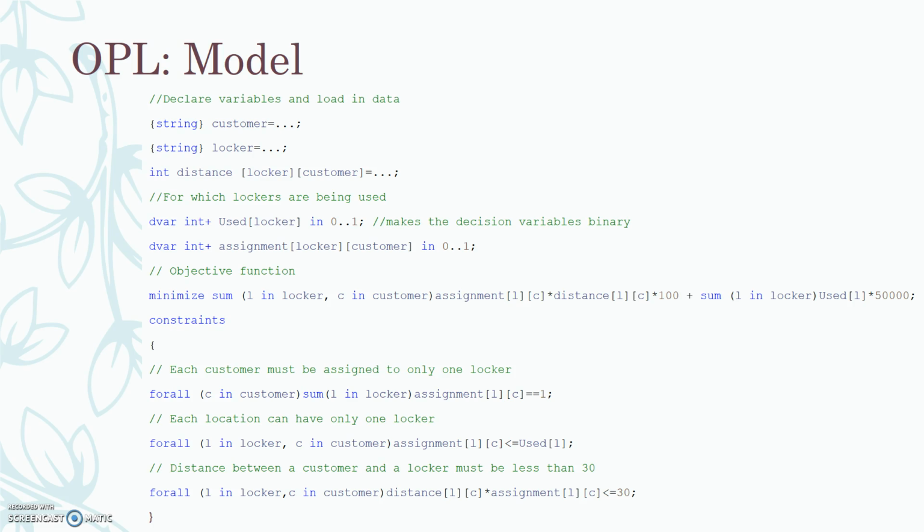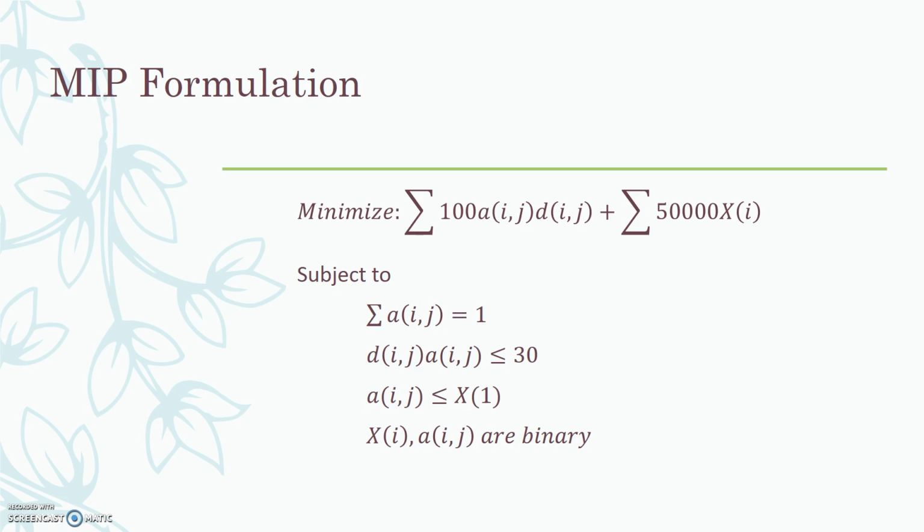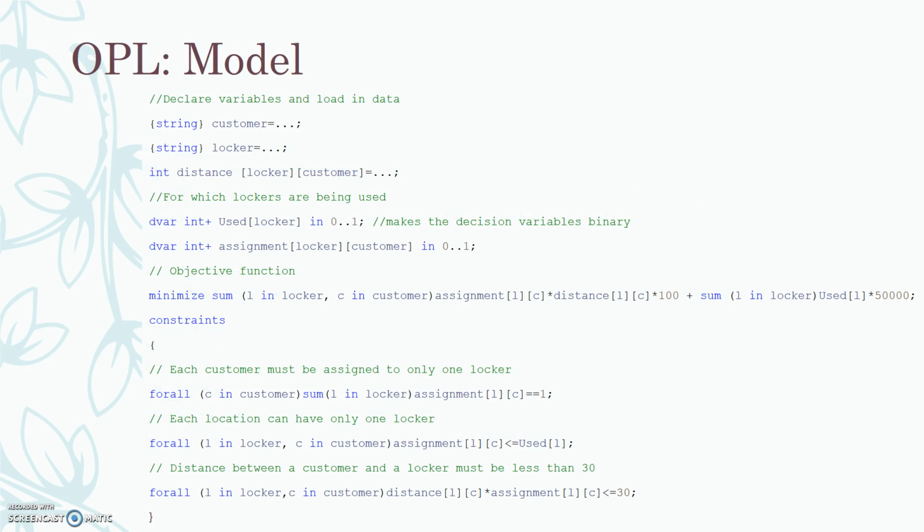Okay, so here is the OPL model. It was actually fairly simple. You start off by declaring your variables and bringing in the data. So you have your customer data and your locker data, and then you bring in your distance matrix, which I'll show you later. And then this next part tells you which lockers are being used. If you go back to the previous slide, this is the X of J, the used locker, and the 0 to 1 makes this decision variable binary.